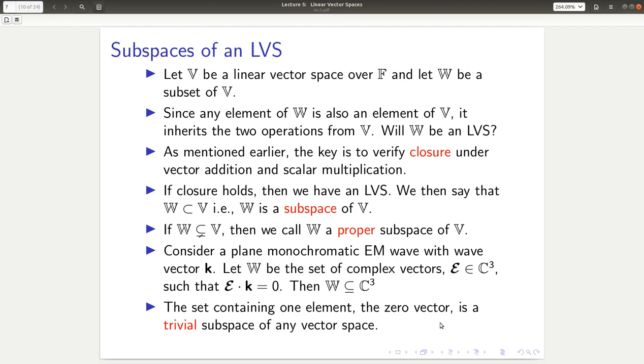An important point to remember is that if you give me any vector space, there are two obvious subspaces. One is the trivial subspace, and the second one is the full space itself. Okay.